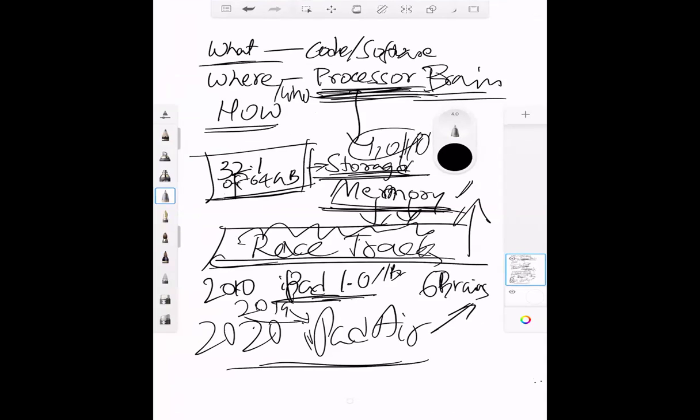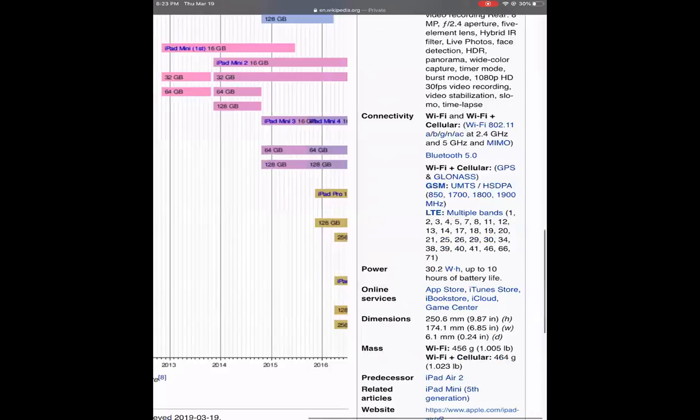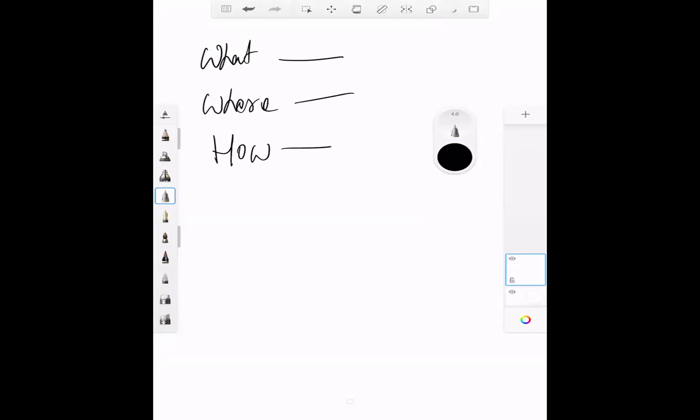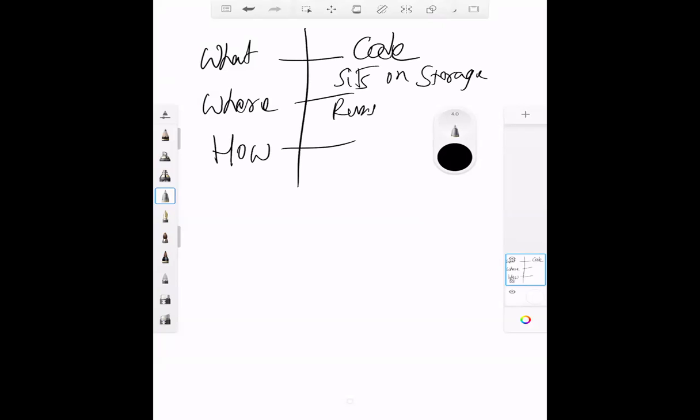That 6 brain guy, 2020 is right now, picks up these ones and zeros and makes them run so fast on this racetrack called memory. And look how big it is. It's 3 gigabytes. The first iPad Air had 1 gigabyte. Code runs on memory. The racetrack is memory. First code sits on storage and runs on the racetrack, which is memory.